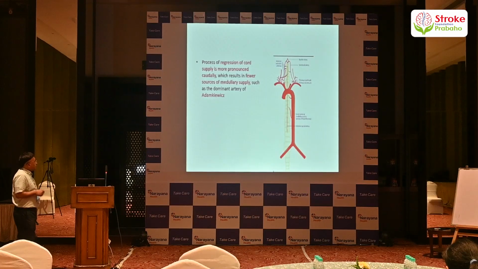But this regression is more in the caudal direction. So there are more vessels in the cranial region, but as you go down, the vessels become less and less. So more regression occurs in the caudal than the cervical region. That's why you have good supply to the spinal cord in the cervical region, from the costocervical trunk and thyrocervical trunk. In the thoracic area or lumbar area, there is very little blood supply. We know there is one prominent artery, that is the artery of Adamkiewicz. But this area is less supplied, and this area is distally supplied.